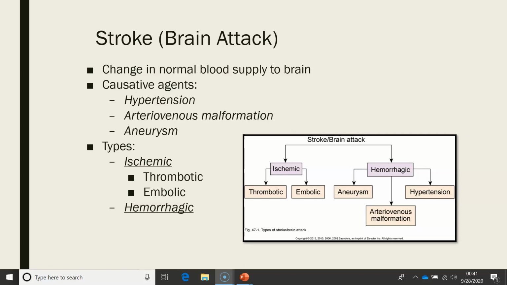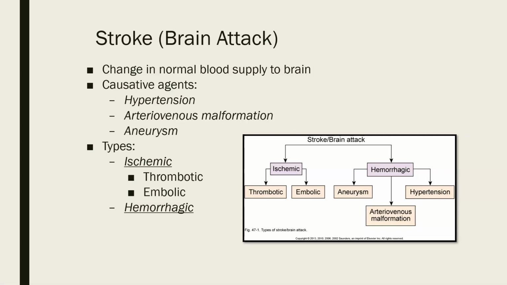And with the stroke, it is change in normal blood supply, of course, to the brain. Again, there are plenty of causative factors, including hypertension, AV malformations, and aneurysms. There are different types. There is ischemic and hemorrhagic. All are treated differently during the acute phase. So that will be covered more in 495 as far as treatment during the acute phase.